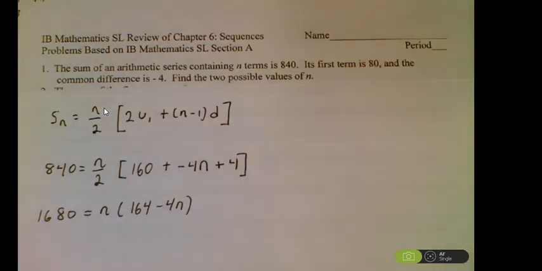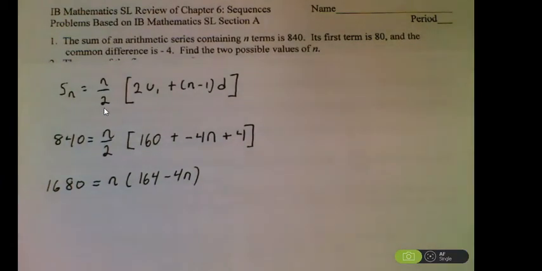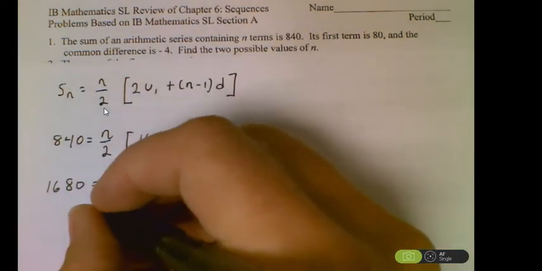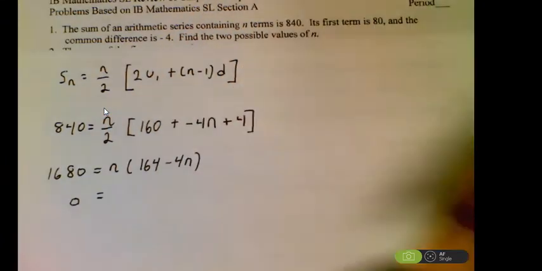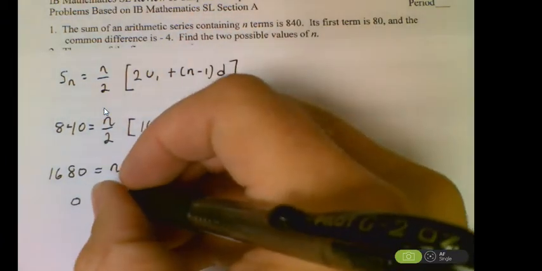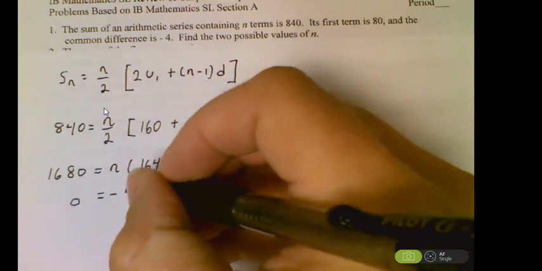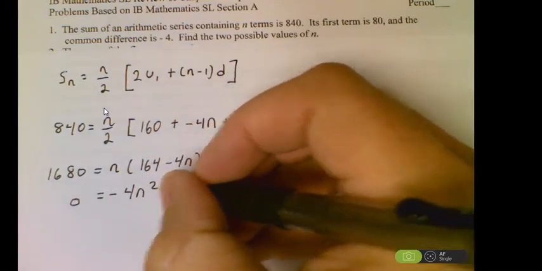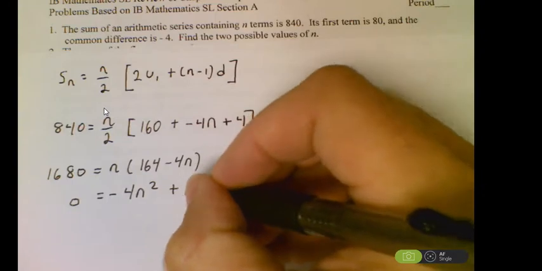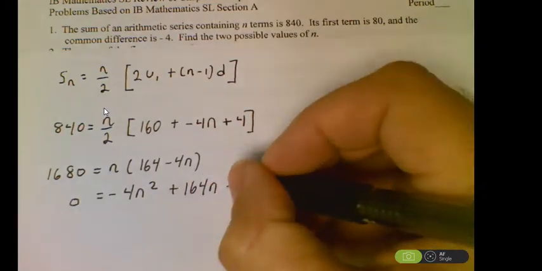You're going to see that's going to cause an n squared, so I know I'm going to be solving a quadratic. And we like our quadratics to equal 0, so I'm also going to subtract my 1680 over while I'm doing all this. So distribute the n. I'm looking at a negative 4n squared plus 164n minus 1680.